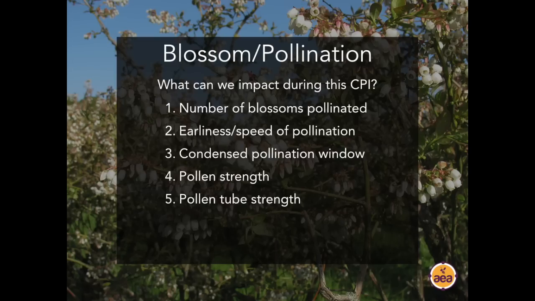which is, I think, one of the big factors that is changing on the plants and the varieties that we're able to increase pollination on. So the factors that we can influence: number of blossoms, percentage pollinated, the speed and earliness of pollination, condensing the pollination window, and increasing the pollen strength and the pollen tube strength.